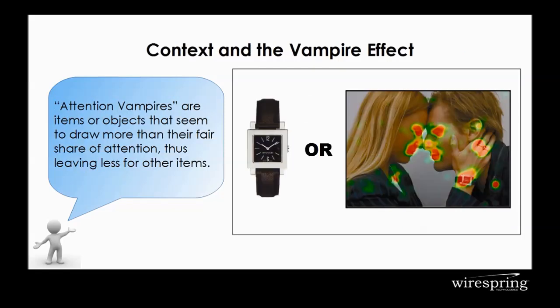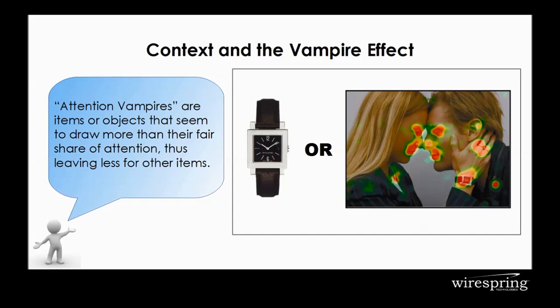Because context has such a strong effect on how people perceive content, it's also important for visual designers to understand that certain images have far more contextual impact than others. We call these images attention vampires because they're able to draw far more than their fair share of attention, thus leaving less for other items.